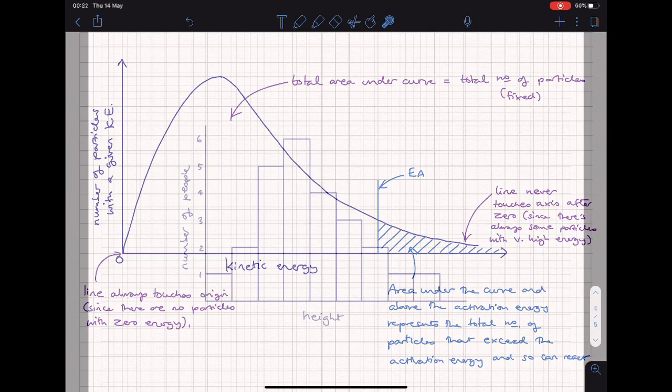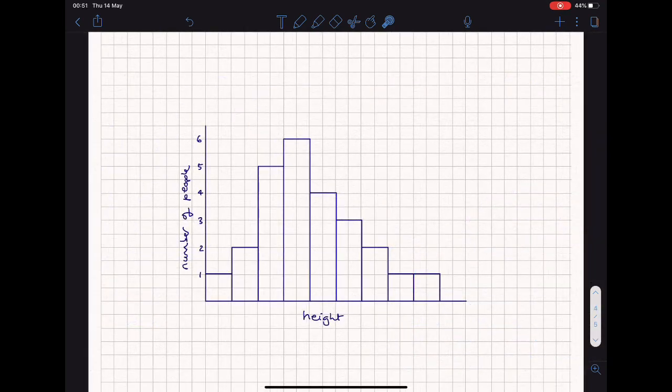Before we move on to look at how we can use Boltzmann distribution curves to explain how a catalyst will affect the rate of reaction, I thought we'd look at some of the other features of the Boltzmann distribution curve using an analogy of the heights of people of the class again. So we can see here the most likely range of height is this one here, and there are very few people with this height range, and there are very few people with this height range.